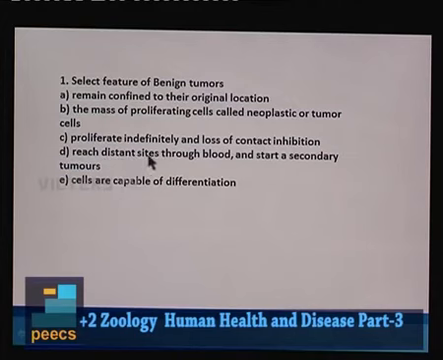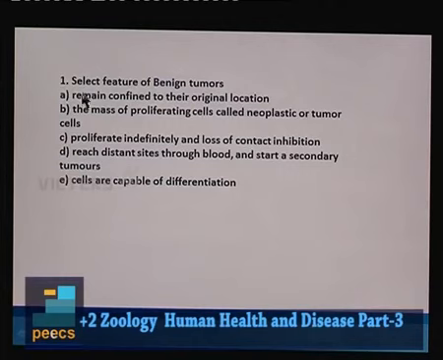They reach distant sites through blood and start secondary tumors. This is again wrong. Only malignant tumors are reaching distant sites through blood and lymph vessels to form secondary tumors. And these cells are capable of differentiation. This is also wrong because benign tumors are undifferentiated.